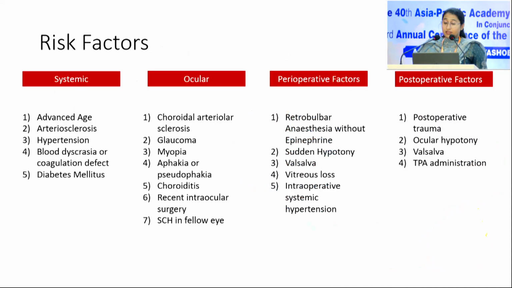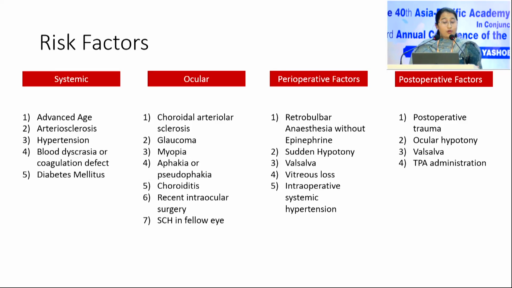There are multiple risk factors associated with suprachoroidal hemorrhage, broadly classified into systemic, ocular, perioperative and post-operative. In systemic, the most important ones are advanced age, arteriosclerosis, hypertension, blood dyscrasias or coagulation defects, and diabetes mellitus. All of these cause changes in the vessel wall, making it more fragile, so even minor changes could lead to rupture.